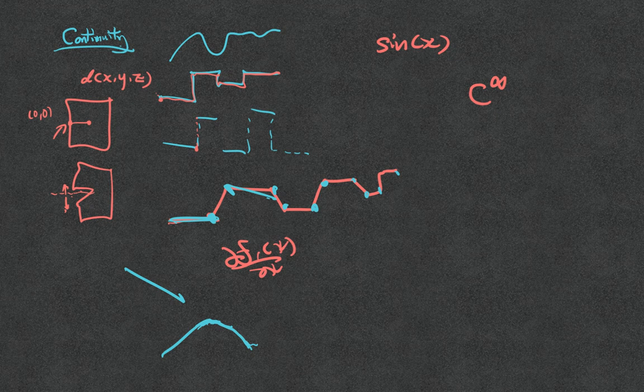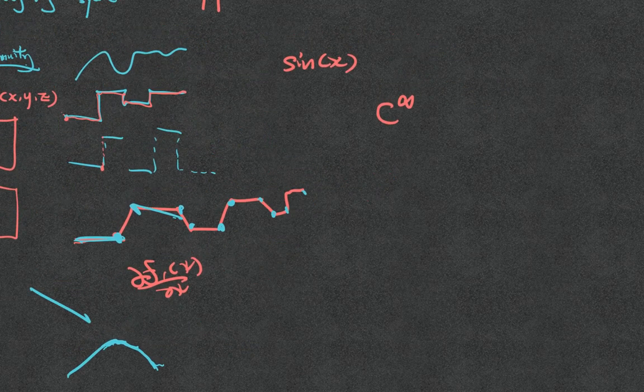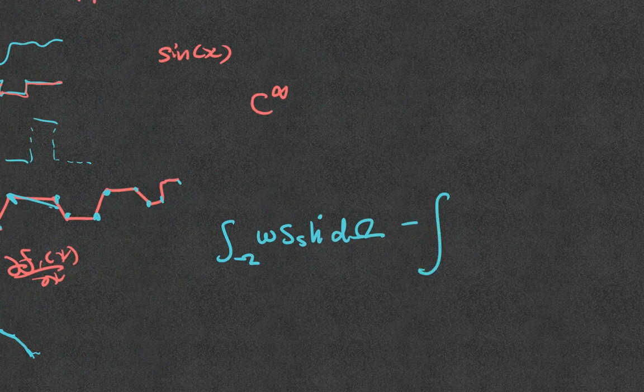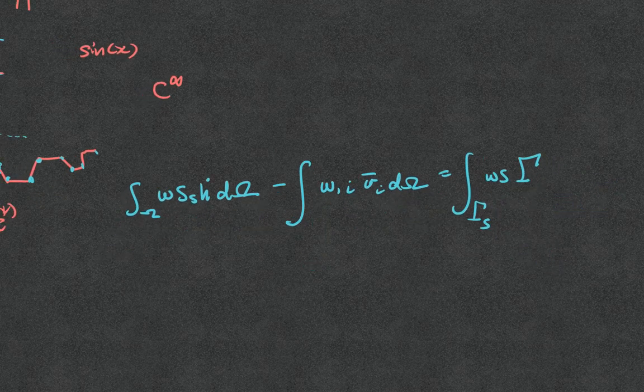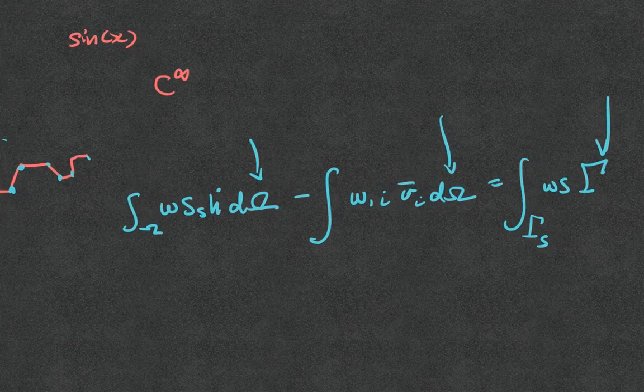I think we all know why. Okay, so let me write down the equations. The weak form equation looks something like this. Okay, so there are two volume integration terms and one boundary term that I describe here. So why do we need some kind of continuity? Imagine the opposite: if you don't have continuity, what will happen? Imagine that your field looks like this. Okay, this is your H.